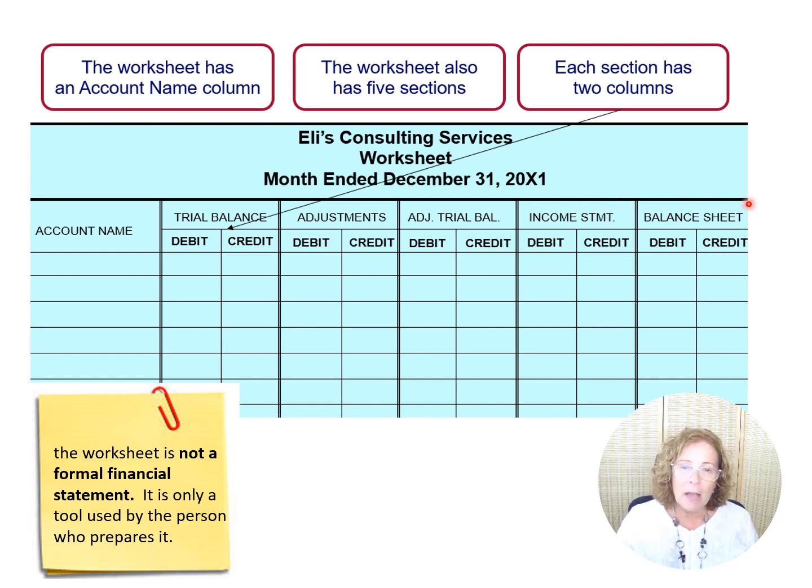The worksheet is not a formal financial statement. It's only a tool used by the accountant to eventually prepare the financial statements. So let's look at it step by step.